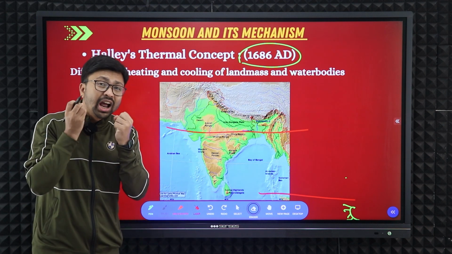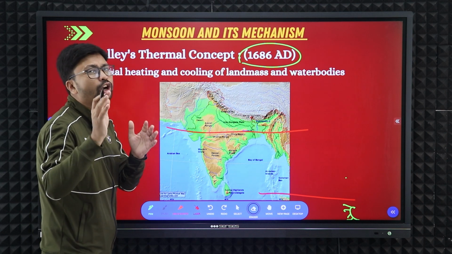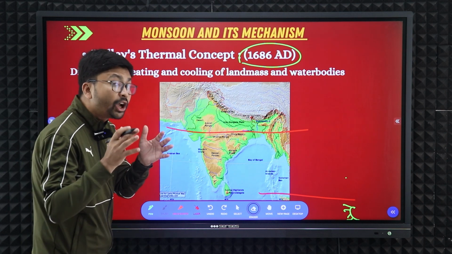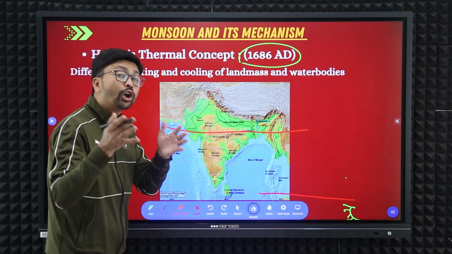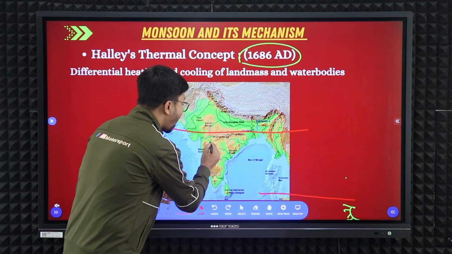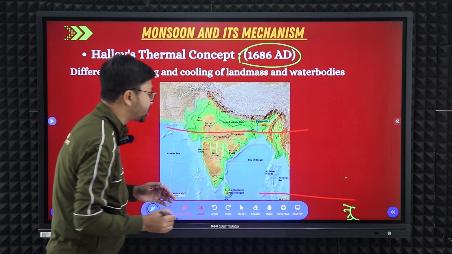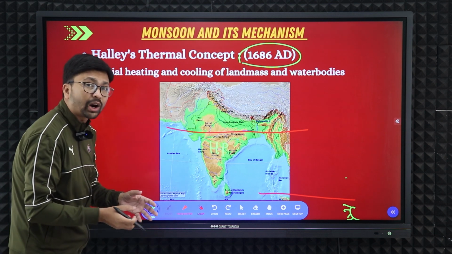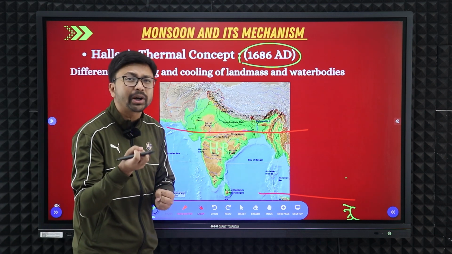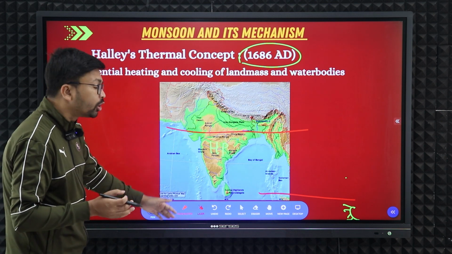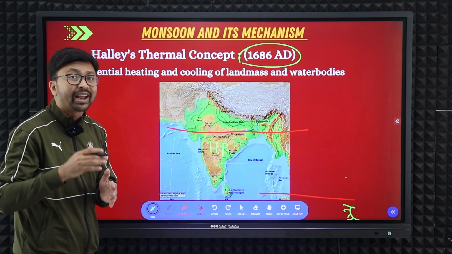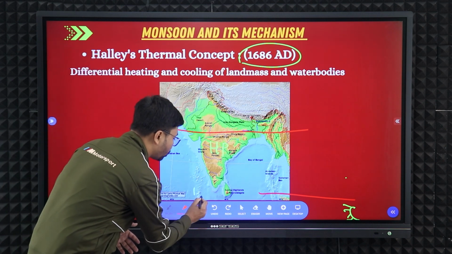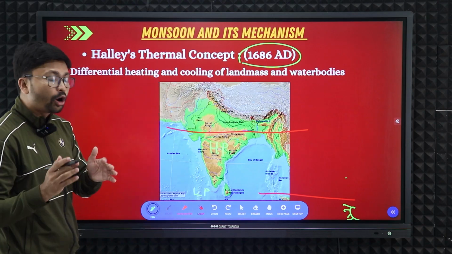So landmass will release the temperature quickly and it will cool down quickly. So the temperature will be comparatively low. Where it is low temperature, there it will be high pressure. Here it will be high pressure. On the other hand, the surrounding water bodies will release the temperature slowly. So the water body's temperature will be quite high, so atmospheric pressure will be low. So here it will be low pressure.